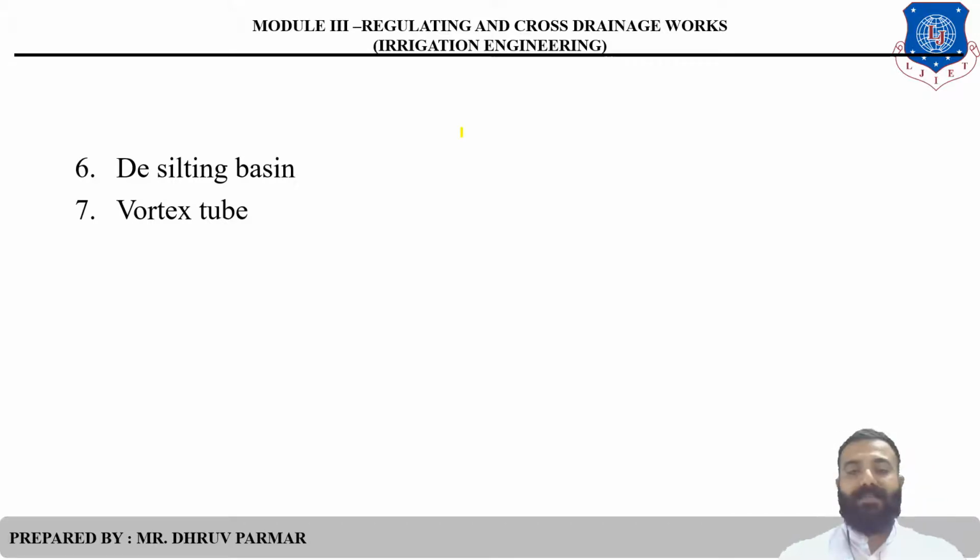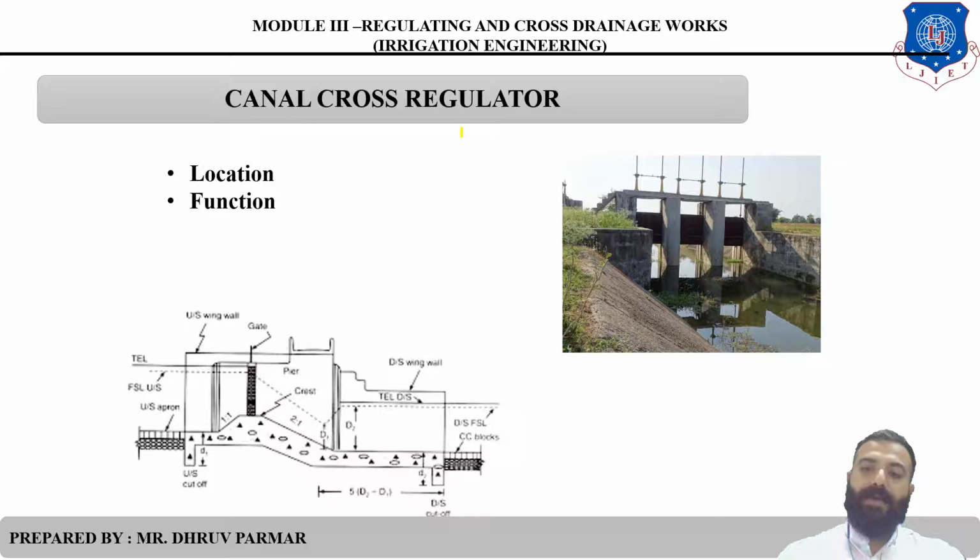In a desilting basin, some tanks are used to prevent the entry of silt into the off-taking canal. And in a vortex tube, a tube is used. The tube is closed at the bottom side and open at the top side, so that by the effect of the vortex, it can prevent the entry of silt into the off-taking canal.